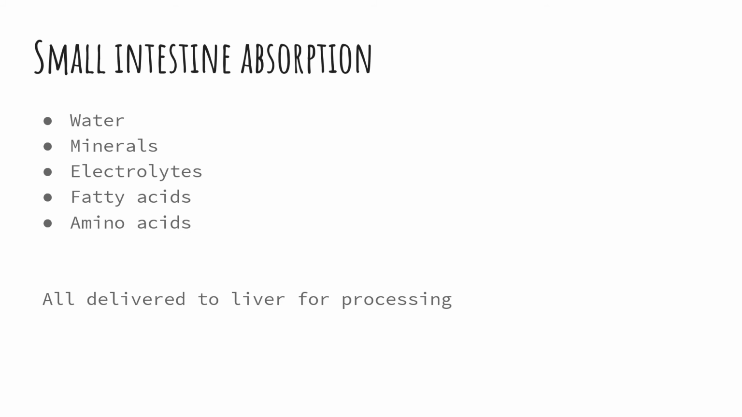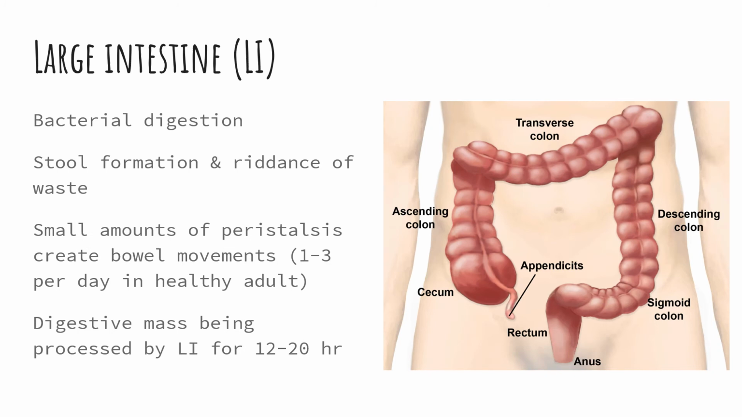And then the small intestine is the major site of digestion, also the major site of absorption. So in the small intestine, we see absorption of water, minerals, our electrolytes, which are minerals, fatty acids and amino acids, and I don't know why it's not on here, but our monosaccharides. So our glucose, our fructose, and our galactose. Then from the small intestine, we still have to pass our food mass into the large intestine. And there is still some digestion that happens in the large intestine.